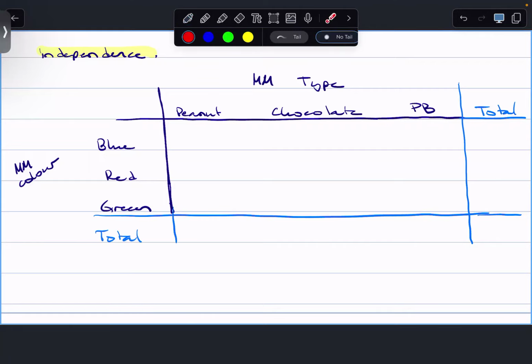I'm going to have some total number of peanut M&Ms, chocolate M&Ms, and peanut butter M&Ms, and they don't have to be the same. Often they are just for kind of simplicity in reporting, but they don't have to be. And then we have some total number of blue M&Ms, red M&Ms, and green M&Ms, and then some total number of M&Ms.